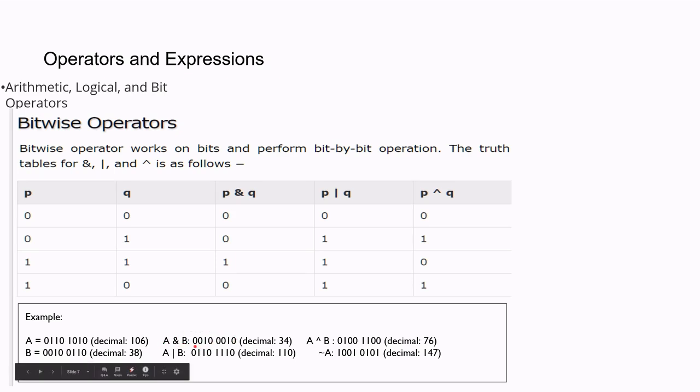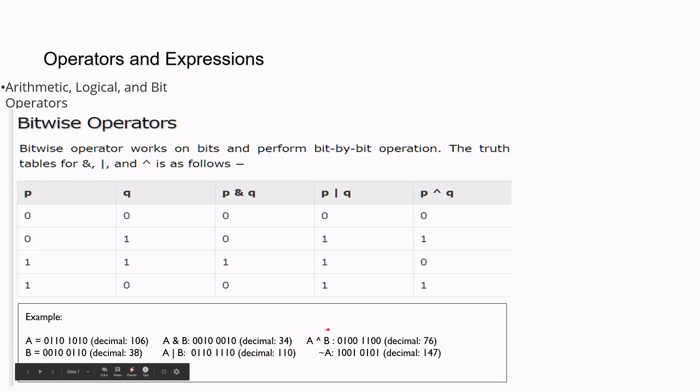A or B gets the result, A or B will set every bit that is set in either of the originals. So you can see this second bit here is set in A, but not in B, but it's set in the result.